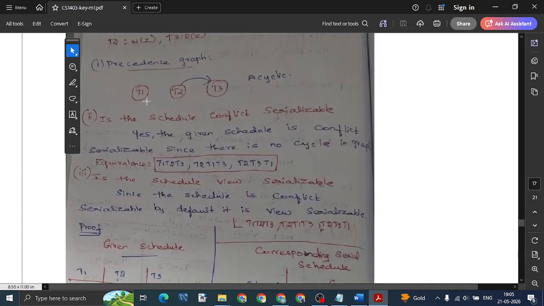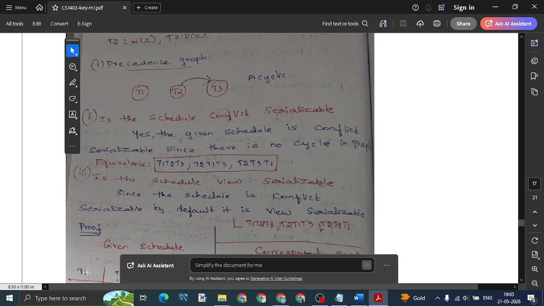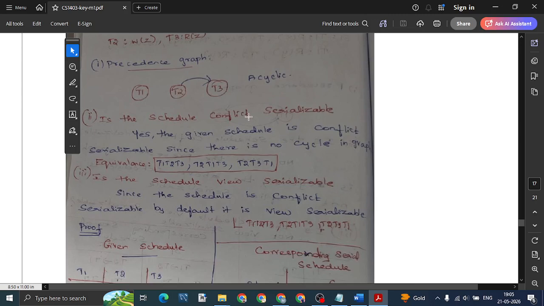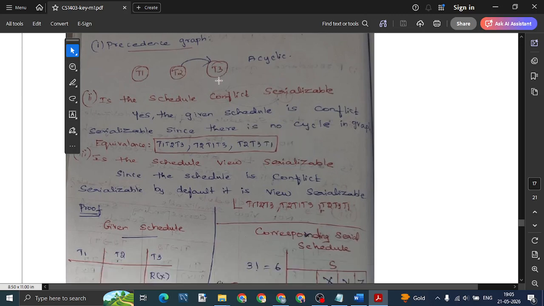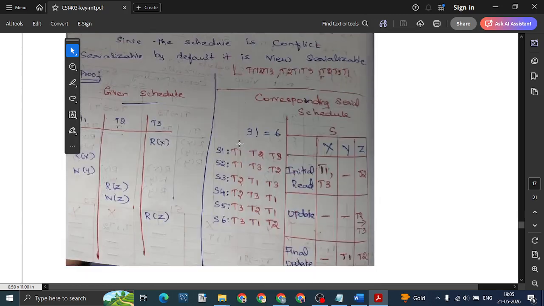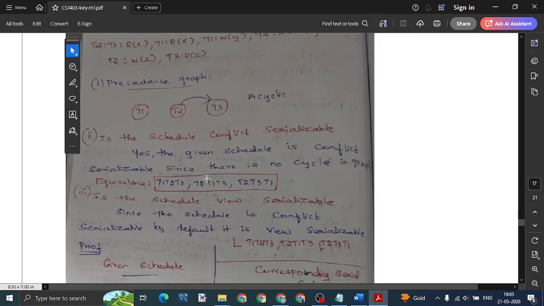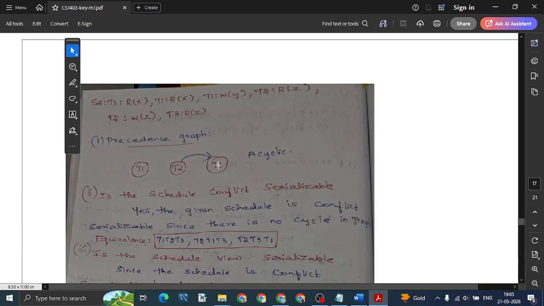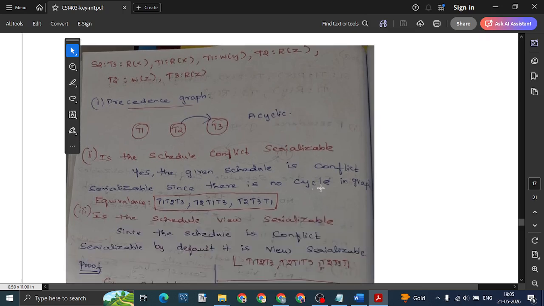So in my precedence graph, I have the transactions T1, T2 and T3, and I am going to draw the edge from T2 to T3. Since it is an acyclic graph, the given schedule is conflict serializable, since there is no cycle in my graph.